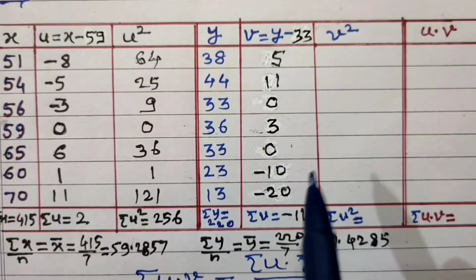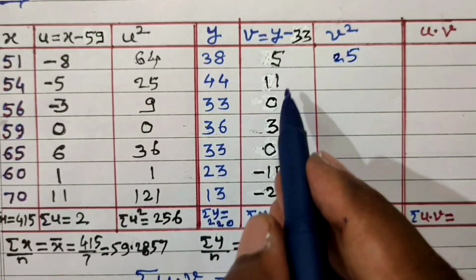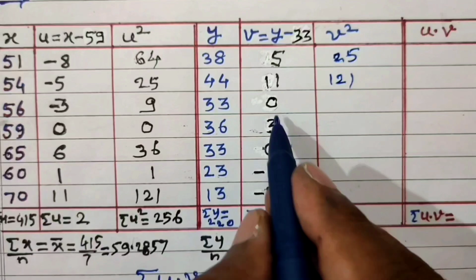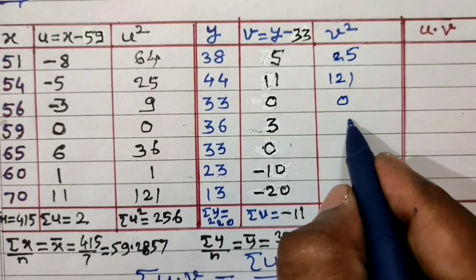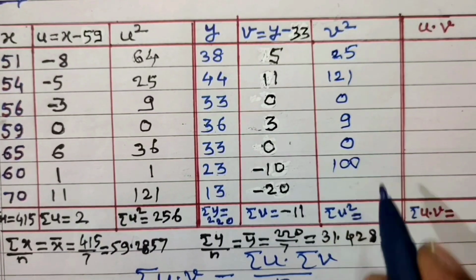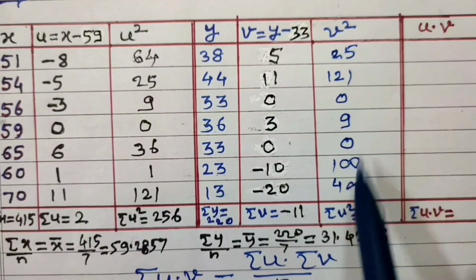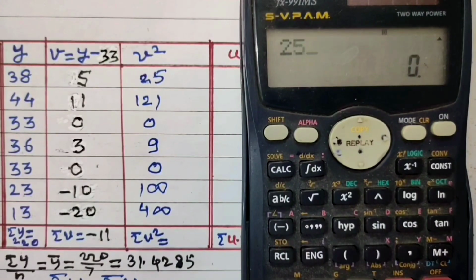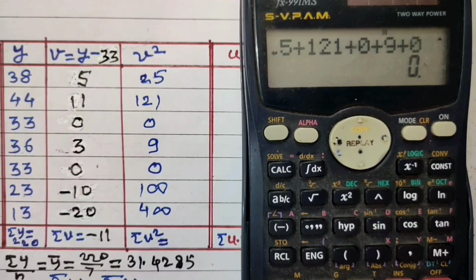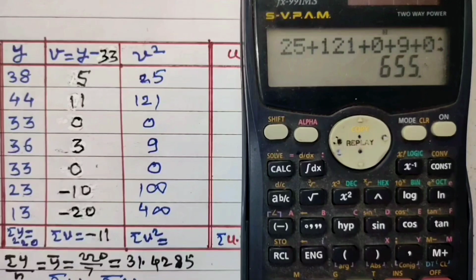Now let us find the values for the V square column. 5 square is 25, 11 square is 121, 0 square is 0, 3 square is 9, 0 square is 0, minus 10 square is 100, and minus 20 square is 400. Okay. Now summation of V square: 25 plus 121 plus 0 plus 9 plus 0 plus 100 plus 400, and this is equal to 655.